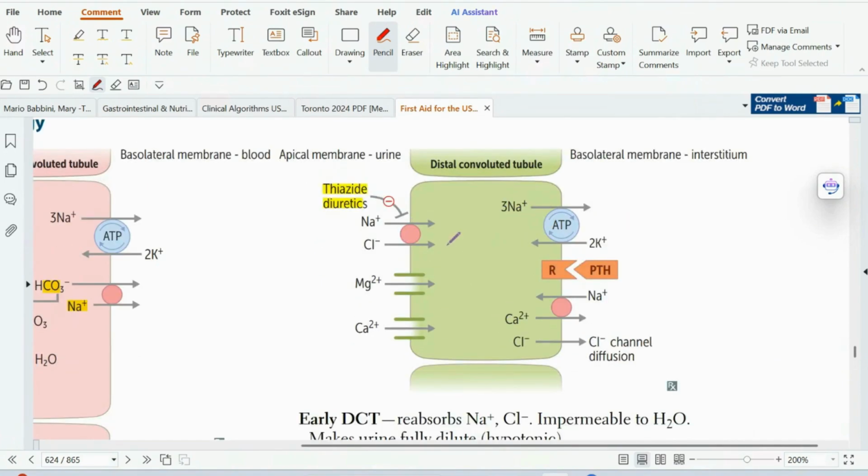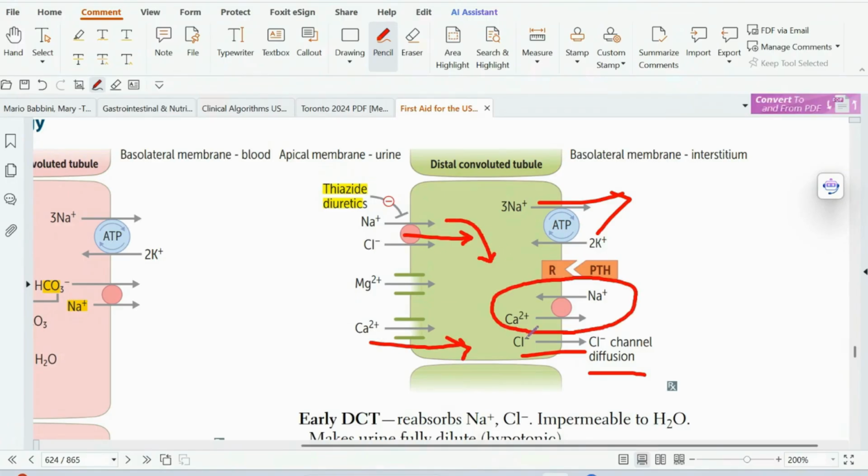DCT is where the thiazides work. Thiazides work on the sodium chloride channels. Both of them are coming in, and they're taken up again. Sodium is taken up by this transporter, and then there is a calcium diffusion channel and a chloride diffusion channel, which just naturally take this up. The most important part, because they will ask you questions like, which diuretic is most suited for an osteoporotic patient? What's your answer? Thiazides.